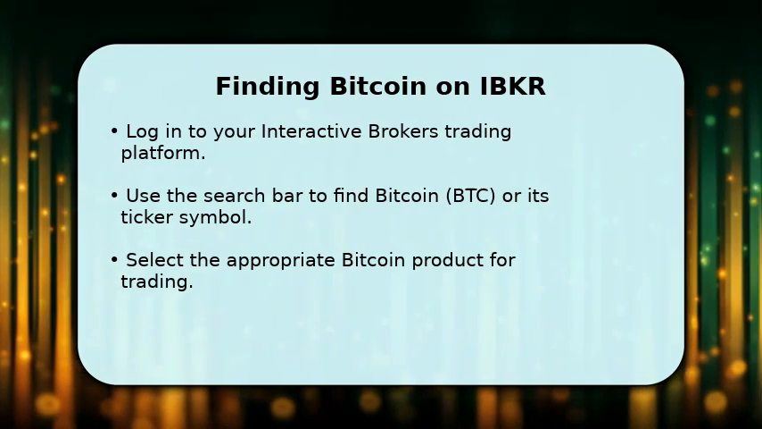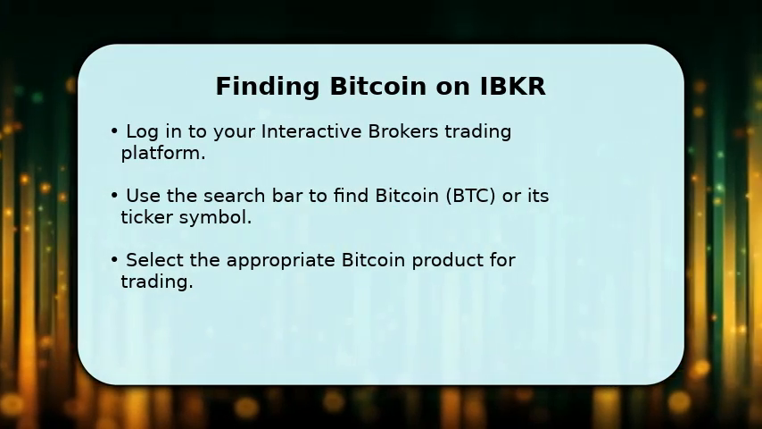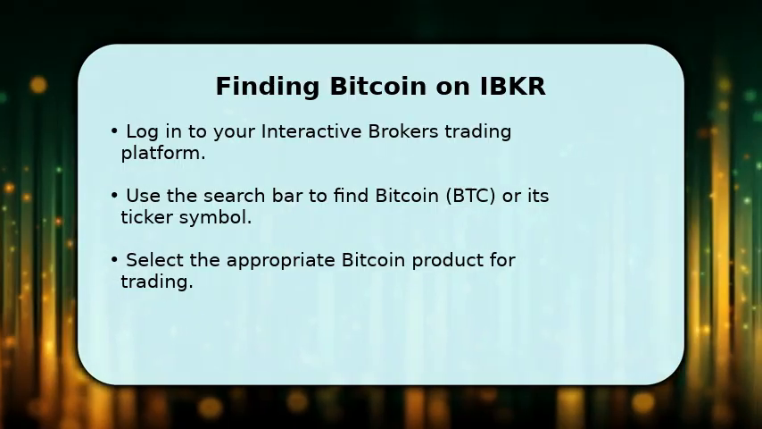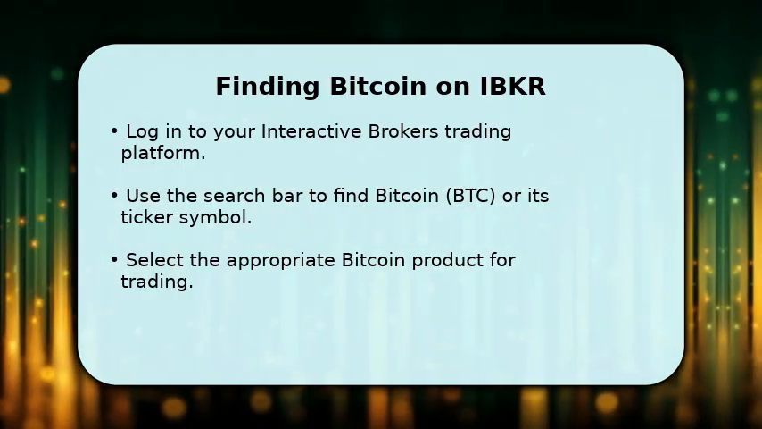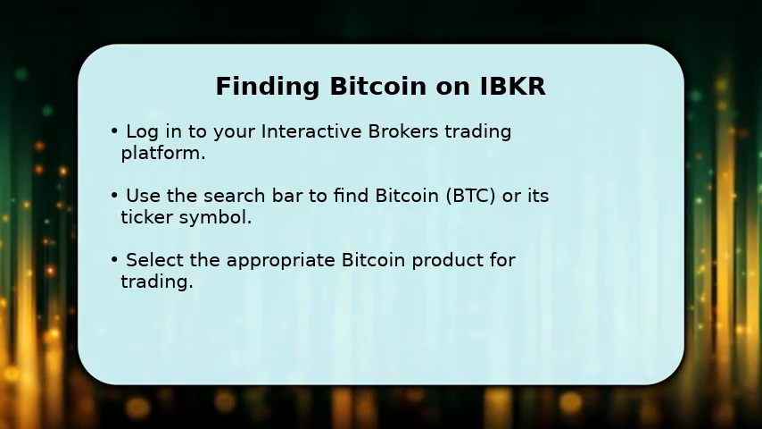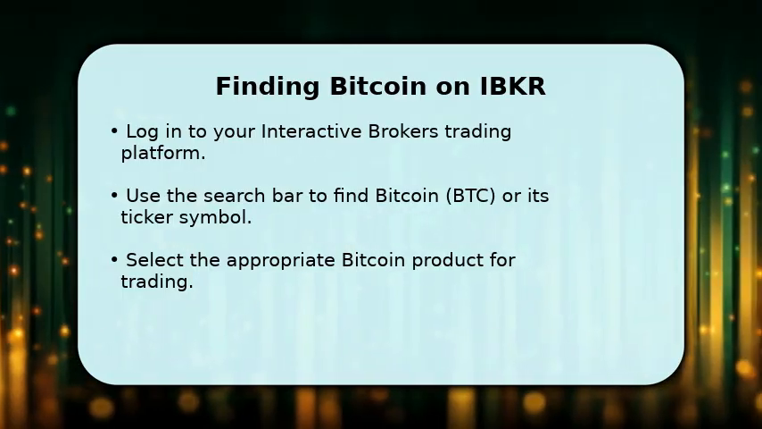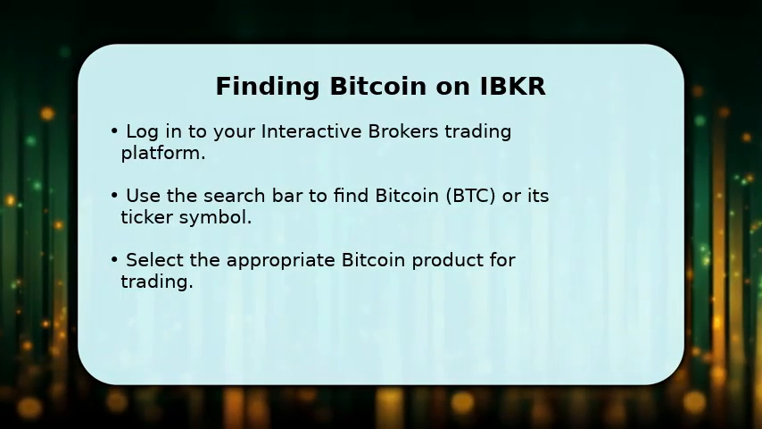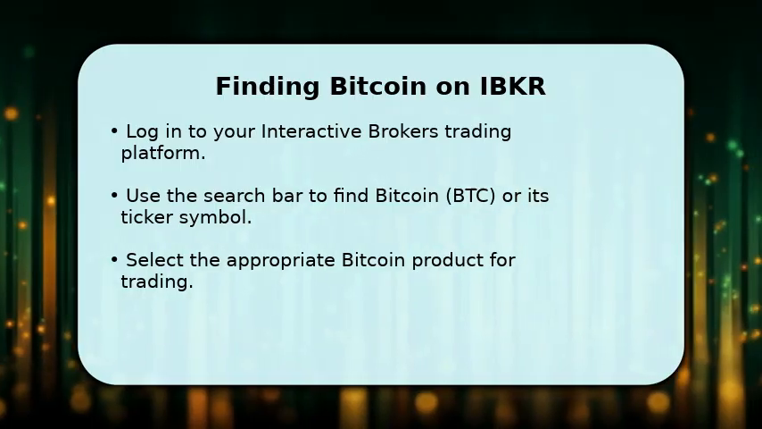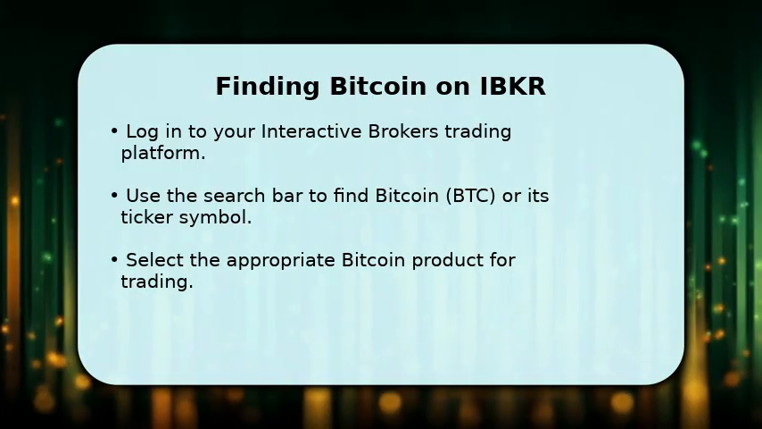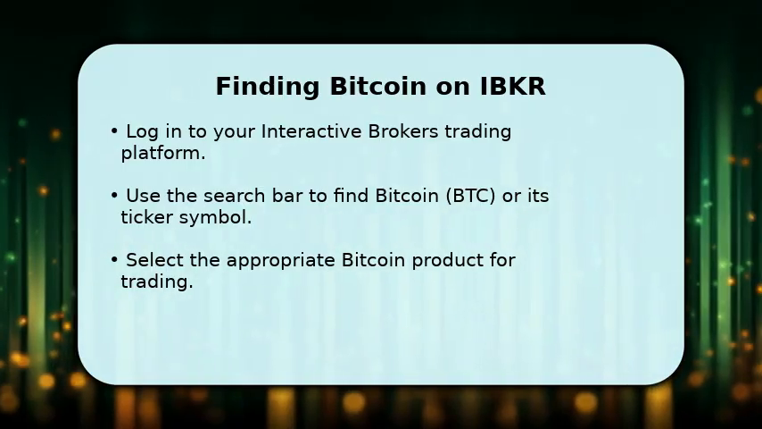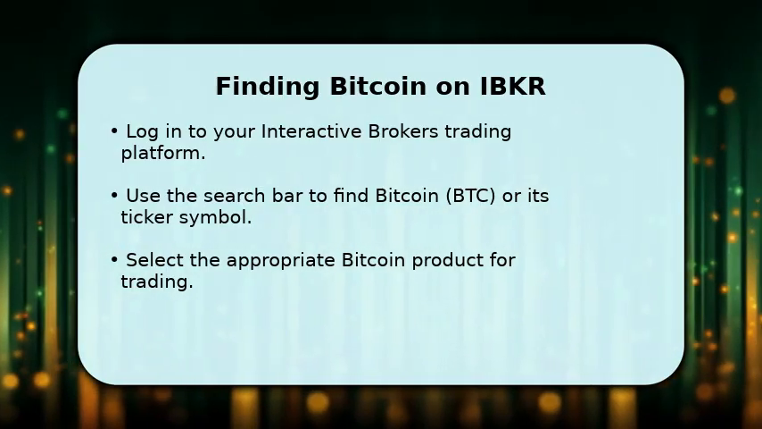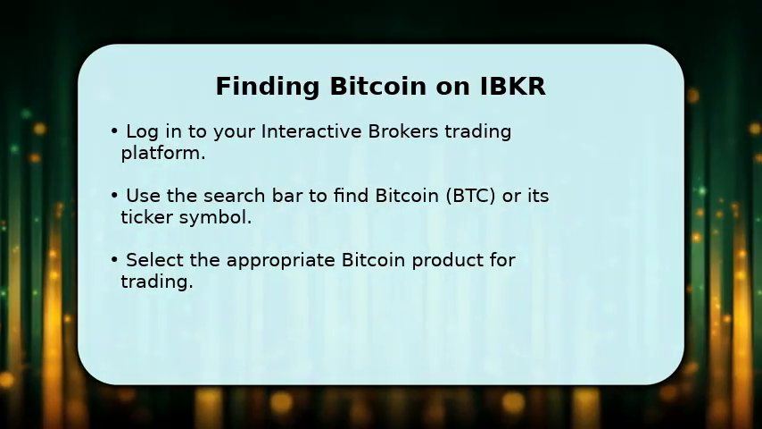Once logged into your Interactive Brokers platform, whether it's Trader Workstation, the web portal, or the mobile app, locate the search bar. Type Bitcoin or its ticker symbol, BTC, to find the available trading options. Interactive Brokers offers various ways to gain exposure to Bitcoin, so select the direct cryptocurrency product. This ensures you are trading the actual digital asset, not a derivative.